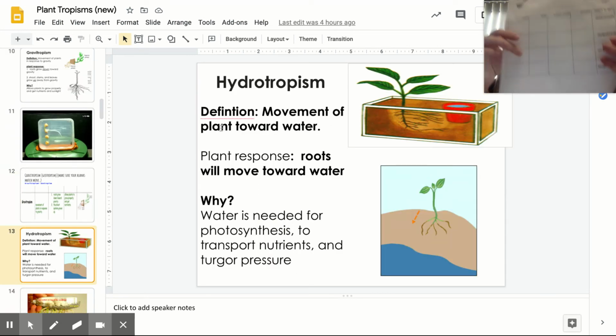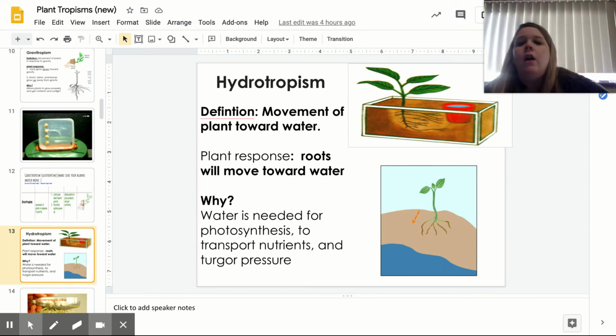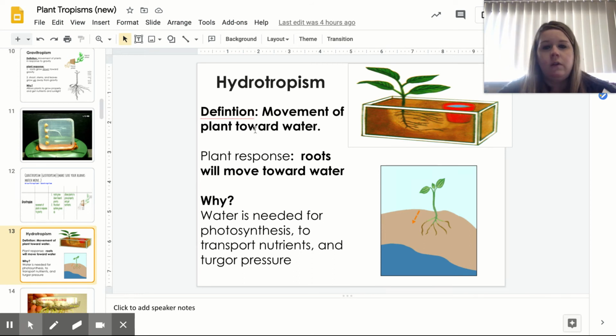Hydrotropism, okay? We're going to be here now. Hydrotropism is the movement of plants towards water. The plant is going to grow towards water no matter where the water is, okay? Plant response: roots will move towards the water. Why does this happen? Because water is needed for photosynthesis, to transport nutrients, and for turgor pressure. We'll talk more about turgor pressure later.